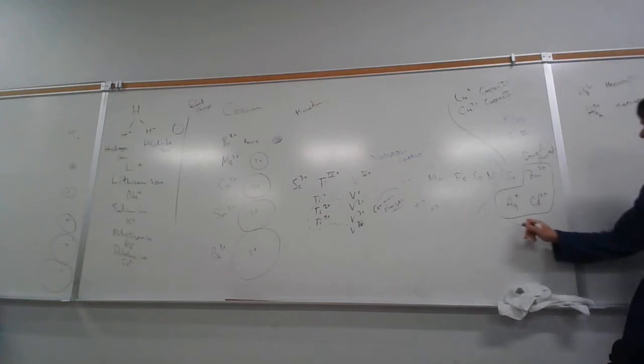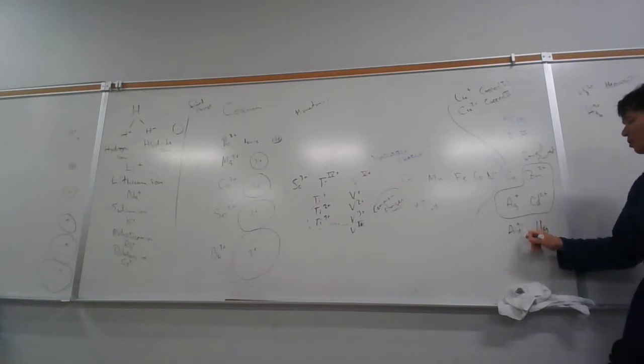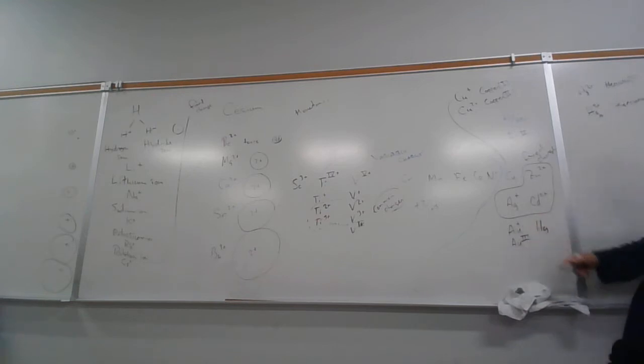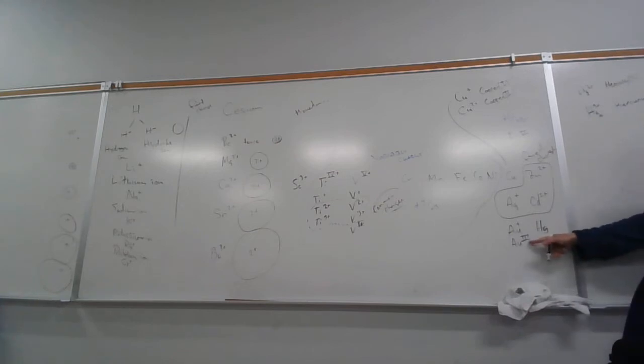And then gold doesn't play by either of those rules. For gold, +1 and +3 are the most common. And so gold 1, gold 3. Gold with a 3 plus charge is not stable, so it has to be stabilized by something. So that's why I wrote it in Roman numerals here.